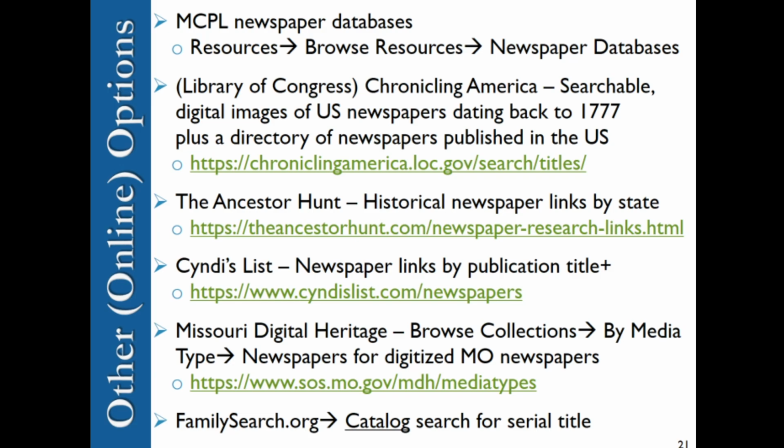There are also a number of excellent online newspaper databases, such as the Library of Congress's Chronicling America, Ancestor Hunt, Cindy's List, and a variety of state and local historical societies like Missouri Digital Heritage, shown on this slide. FamilySearch.org also offers full text of some periodical titles. And here's a tip. A catalog search for your periodical will likely yield more results than a book search for the same resource.